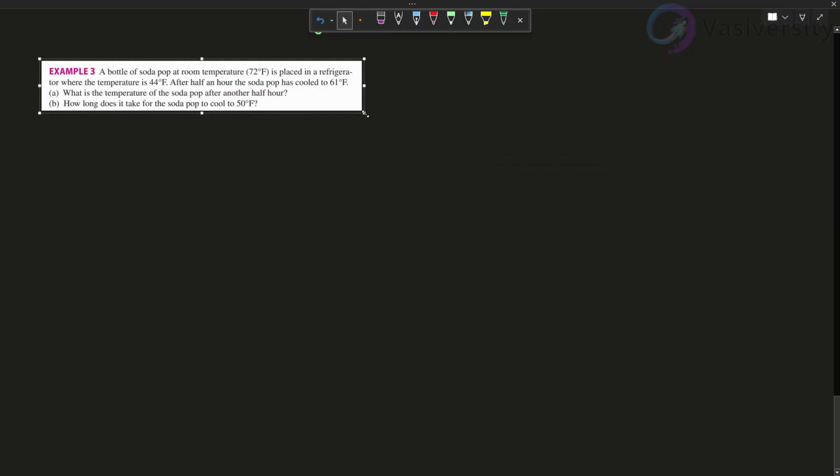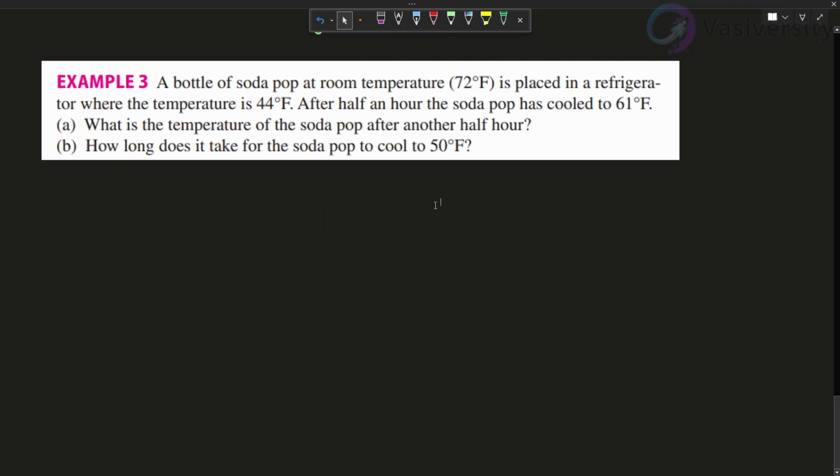A bottle of soda pop at room temperature, 72 degrees Fahrenheit, is placed in the refrigerator where the temperature is 44 degrees Fahrenheit. After half an hour, the soda pop has cooled to 61 Fahrenheit. Part A: what is the temperature of the soda pop after another half hour? First we want to find an equation. So let's use Newton's cooling law.